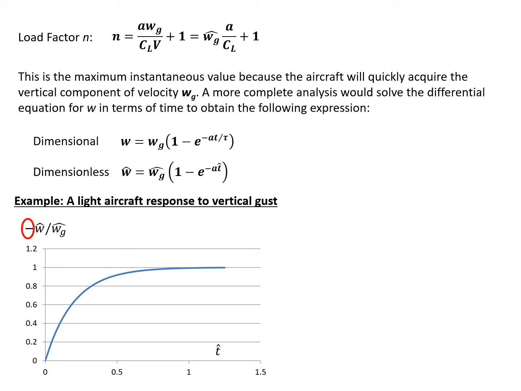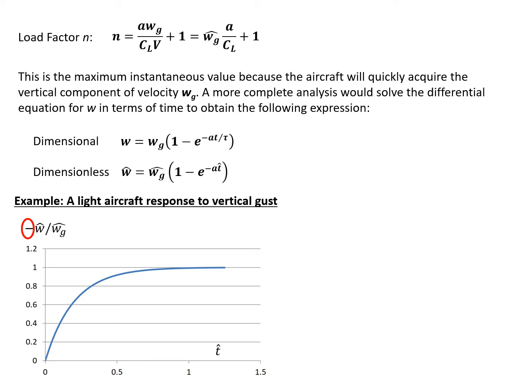Okay, so you can see the vertical velocity, actually the inverse of the vertical velocity, will approach wg eventually. So this curve will approach infinitely to 1. That's wg.